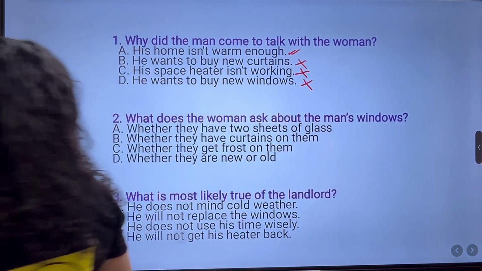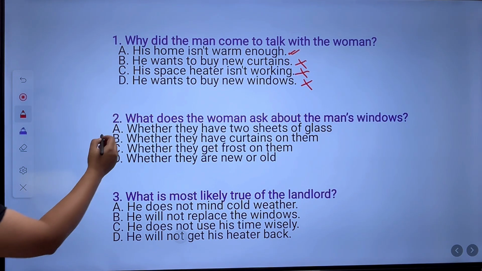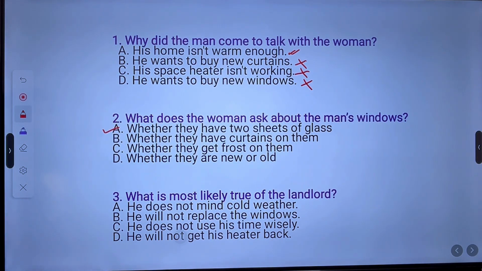Then question number 2 says, what does the woman ask about the man's window? She very clearly asked him whether you think that there are two sheets of glass in the window or not. So that would be the answer.